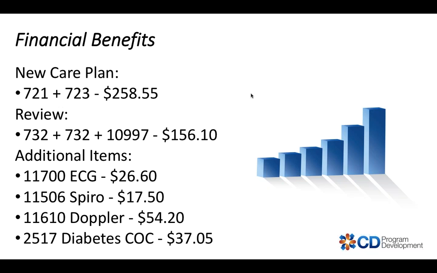And again, it depends on your clinic and what the setup is. But there's an ECG, there's spirometry, Doppler, and diabetes cycle of care. So these are extra item numbers that you can use, in consultation with the ownership or the GPs. But these are items or services that nurses most times can initiate.